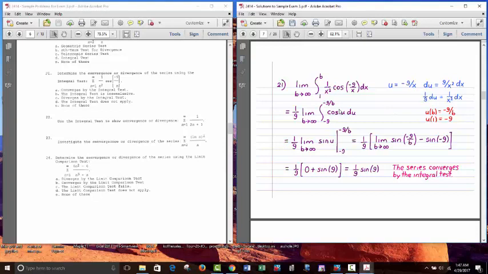Okay, antiderivative of cosine is sine. I like to change my limits of integration. If you don't, be sure to change them back when you're done. And I got some weird looking answer, but it's a real number answer, 1/9 sine of 9. So the series does converge by the integral test. Like I said, I think it's safe to say direct comparison test convergence would also be right.